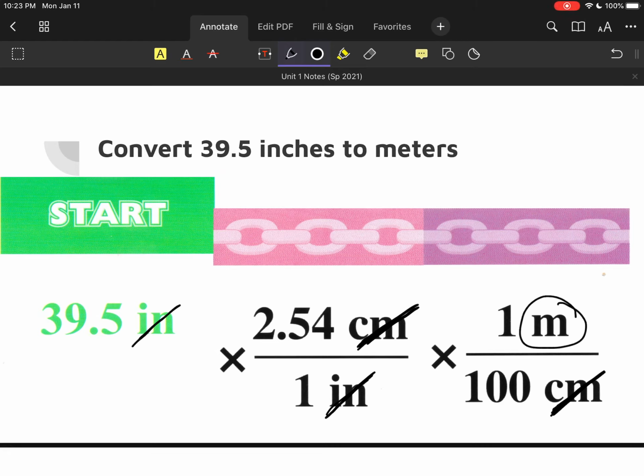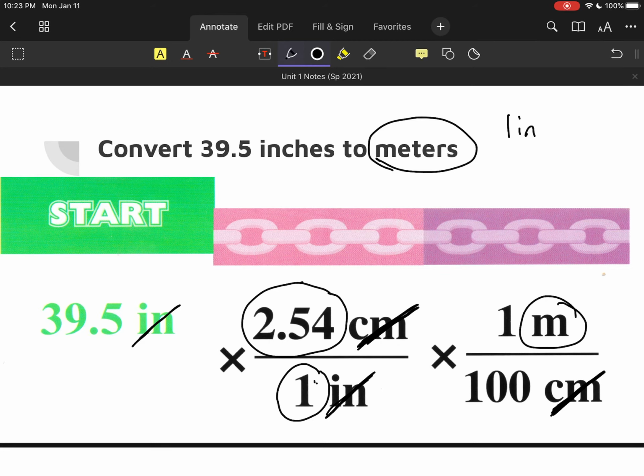Okay, and now I'm left with meters, which is what I'm looking for in the problem. All that these numbers are, like this 2.54 and 1, this is just saying that if I had 1 inch, it's equal to 2.54 centimeters. So they're the same thing, the same distance. Same thing with my 100 and my 1 meter. 1 meter is the same thing as 100 centimeters.